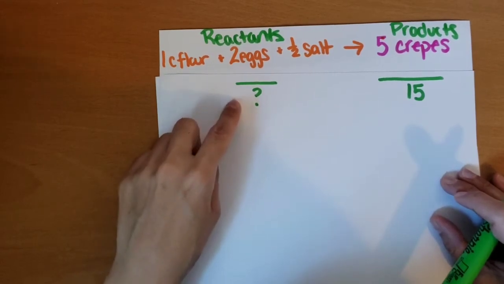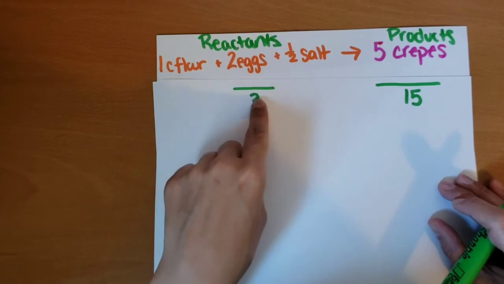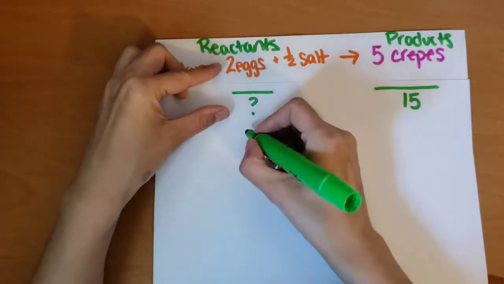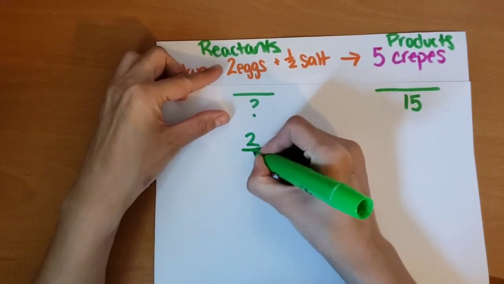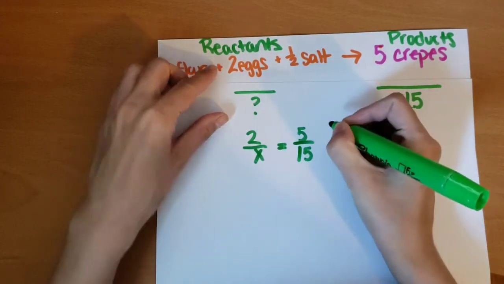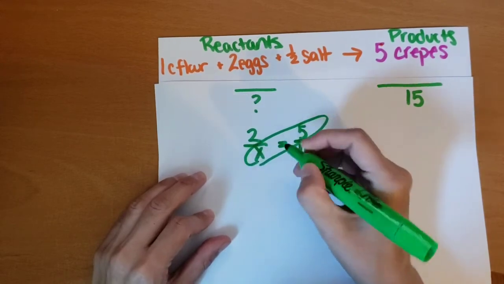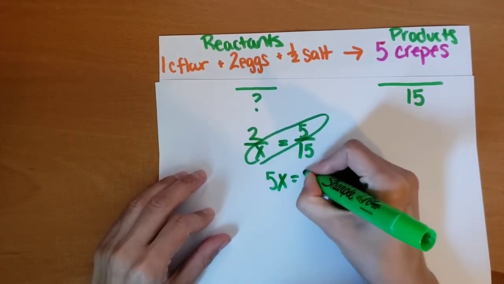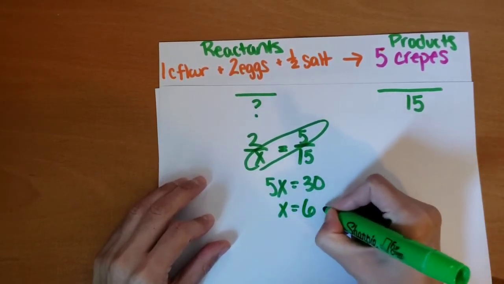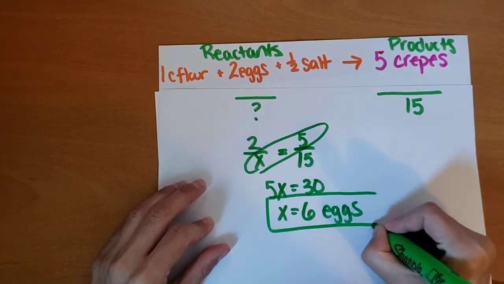How many eggs would be required to make 15 crepes? So I can just underline, I'm looking for the number of eggs to make 15 crepes, and I can set up 2 equivalent fractions. So 2 over x equals 5 over 15. So in order to clear the denominator, I'm going to cross multiply. And so I will see that I need to have 6 eggs in order to make 15 crepes.